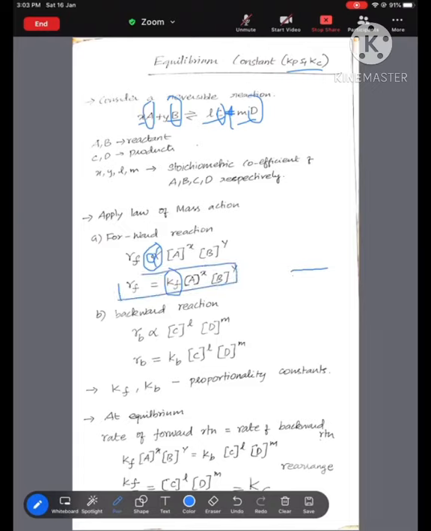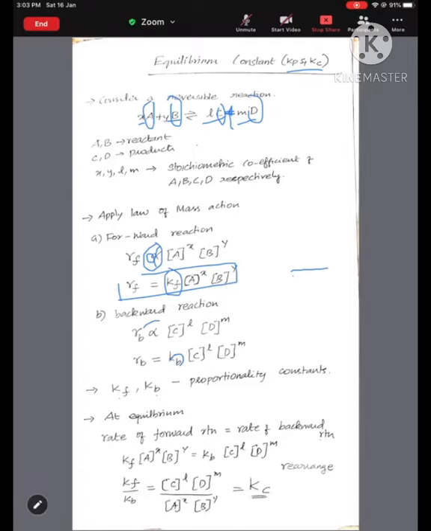Again, apply the same thing for the backward reaction. Here the reactants are C and D. So the rate of the backward or reverse reaction, b meaning backward, is directly proportional to the concentration of C to the power l and D to the power m. Again, to remove the proportionality symbol, I'm going to use a proportionality constant, here Kb, where b means backward reaction. So Kf and Kb are proportionality constants.